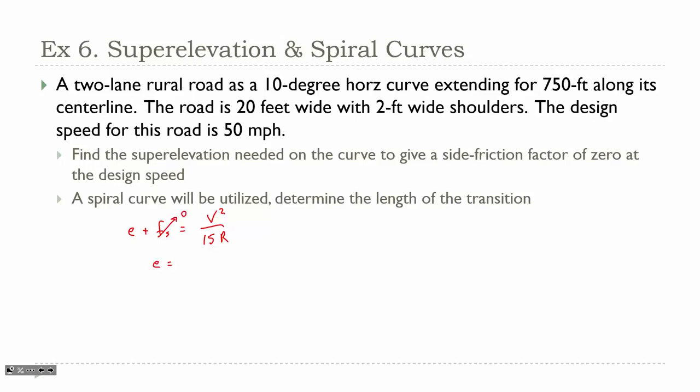So E is going to be equal to... this is uppercase V, so it stays in miles per hour. That's just assuming it's in a whole percentage and converting it to a decimal. That's the only thing that's doing. So this is going to give us the decimal format. So we have 15 squared over 15 times our radius. And if you look back, I think our radius is 572.9 for a 10-degree horizontal curve.